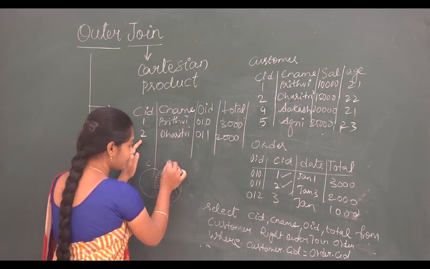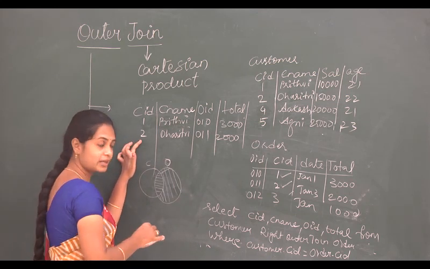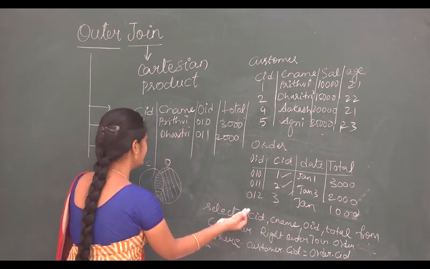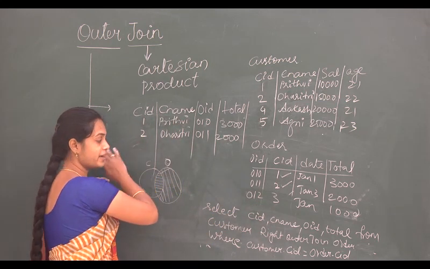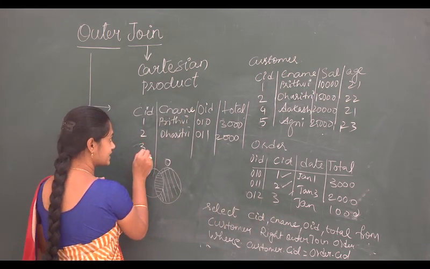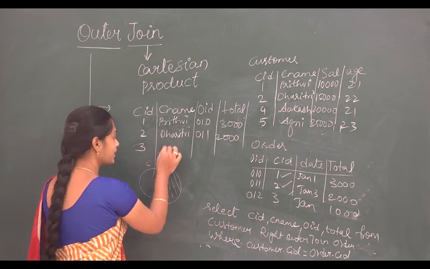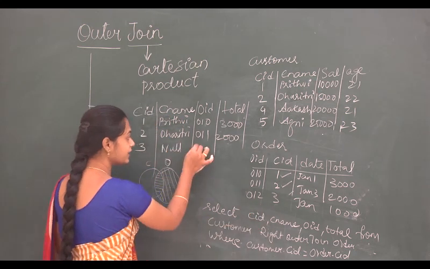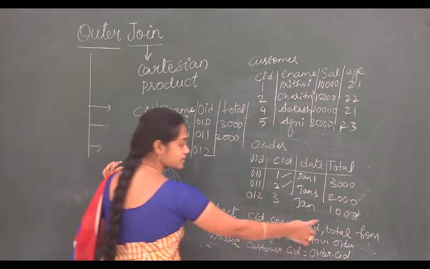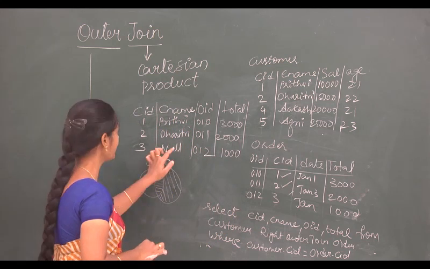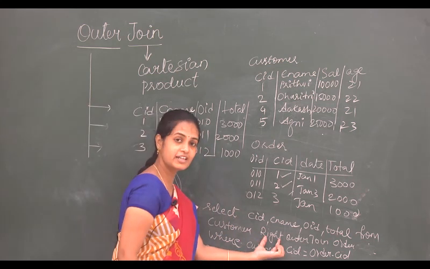So right outer, so we have order as the right table. Whatever data we have in the right table will also be mentioned here. So what happens here? Here we have customer ID as 3 and we do not know the customer name. So here we will be mentioning null values. And what is the order ID here? 012. And what is the total? 1000. Total is 1000. Okay. So this is about right outer join.